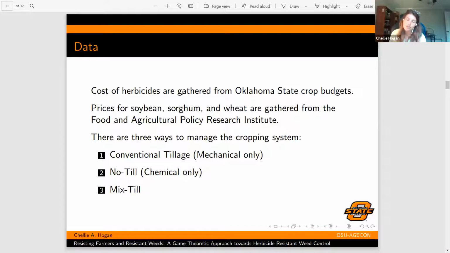Prices for soybeans, sorghum, and wheat are gathered from the Food and Agricultural Policy Research Institute. So they do 10-year forecasts based on market indicators and things like that. So I just pulled the next 10-year forecast down from that. And so we've simulated our cropping systems, our wheat fallow, wheat soybean, wheat sorghum, and we've simulated them under 3 different tillage systems. So the first being a conventional tillage system, the second being a no-till system, and the third being a mixed till system.